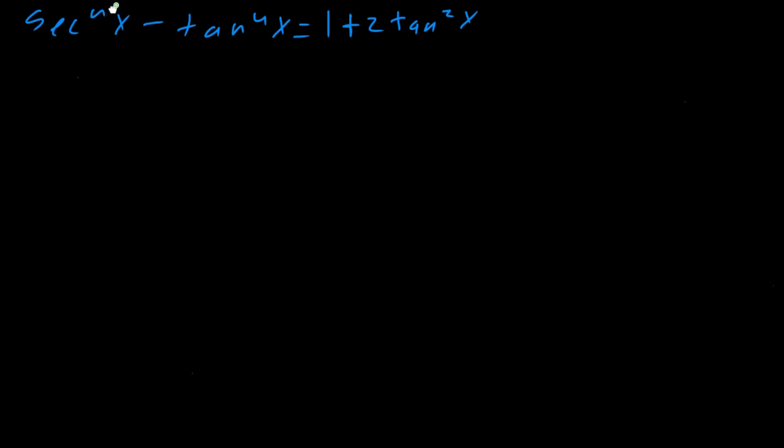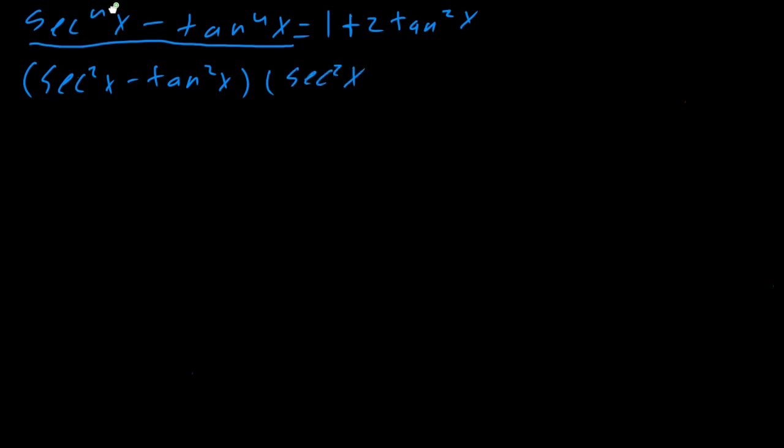So always remember that you want to look for opportunities to factor first. So since this is just a difference of squares, we can just factor this as secant squared x minus tangent squared x times secant squared x plus tangent squared x.